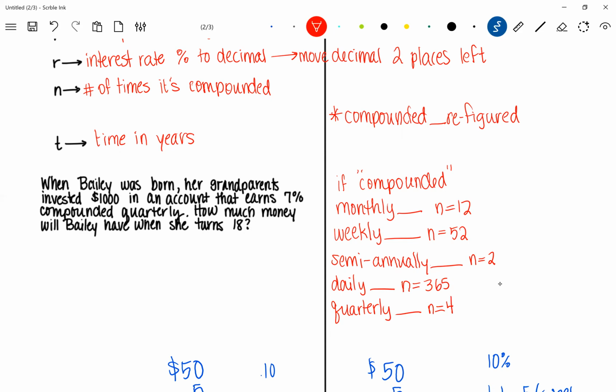What if they calculated it monthly for 2 years? How many total times would it be done? If it was monthly, 24, right? Because 12 the first year and 12 the second year makes 24. Okay, so that's how the formula is going to work.